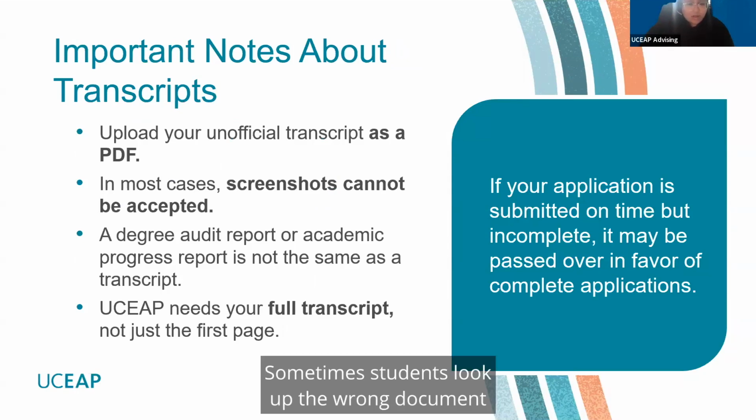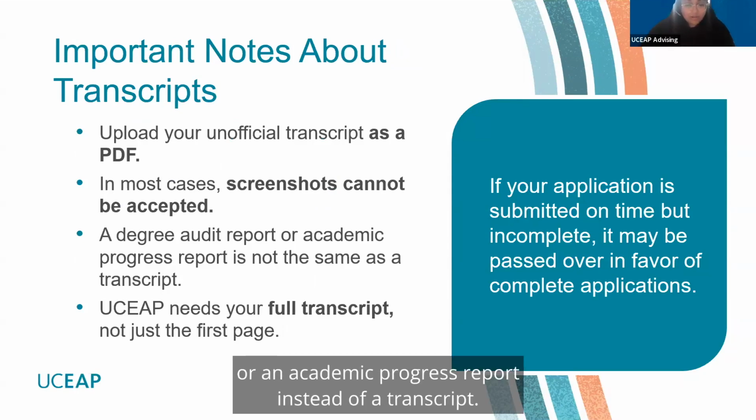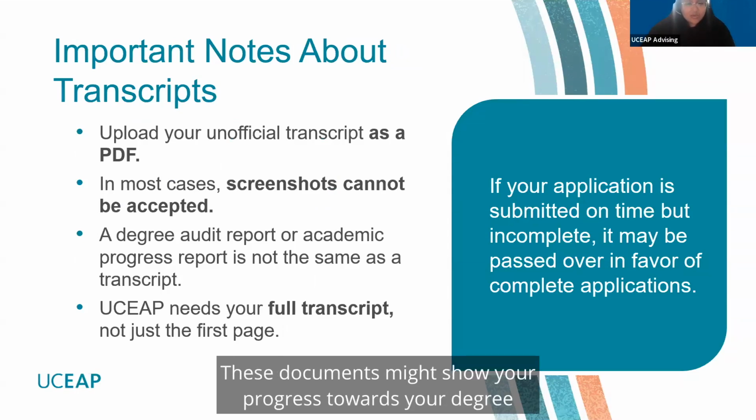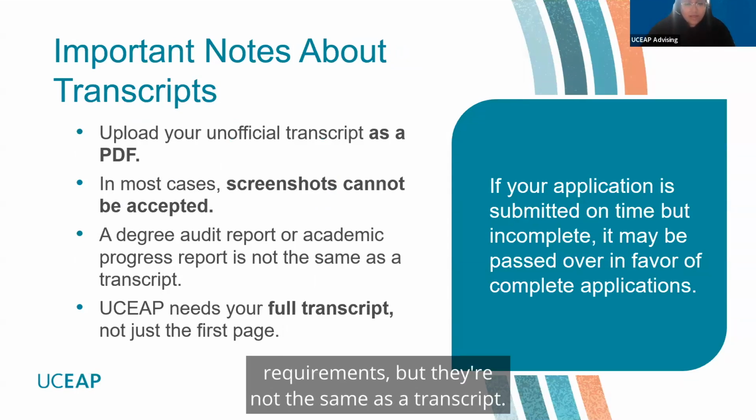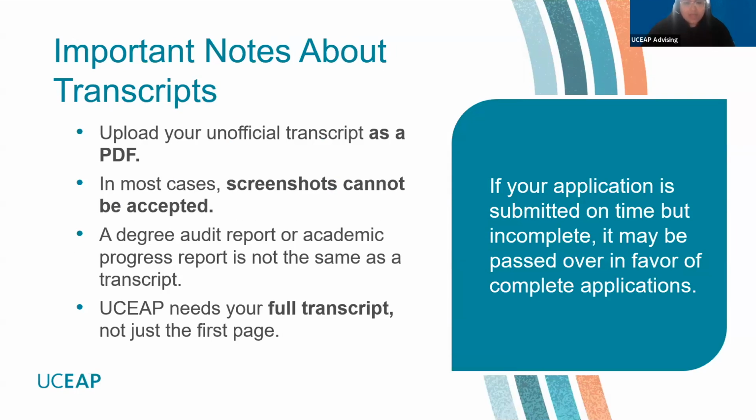Sometimes students look up the wrong document and end up submitting a degree audit report or an academic progress report instead of a transcript. These documents might show your progress towards your degree requirements, but they are not the same as a transcript, and UCEAP cannot accept them.